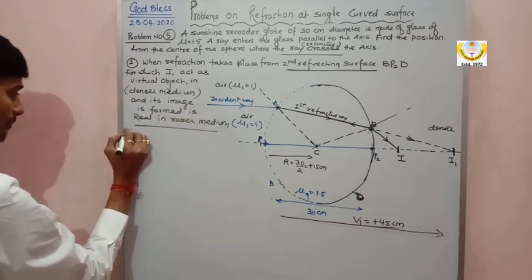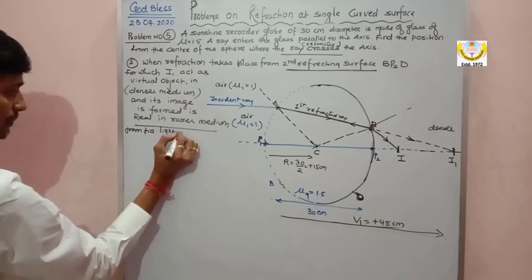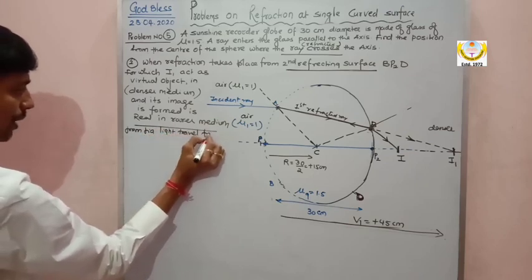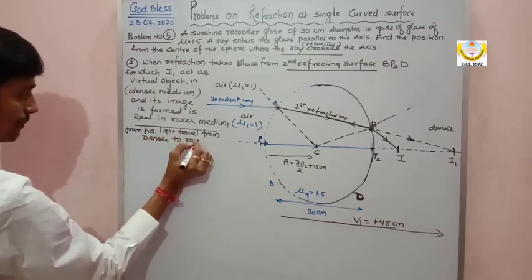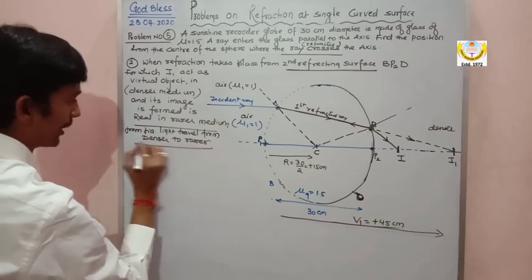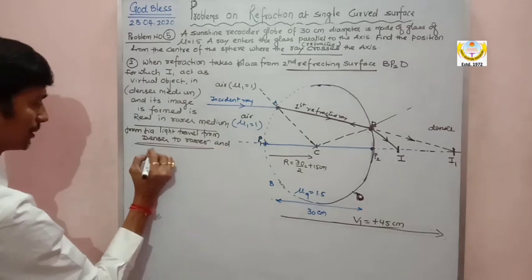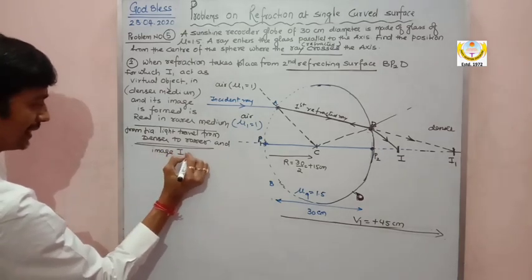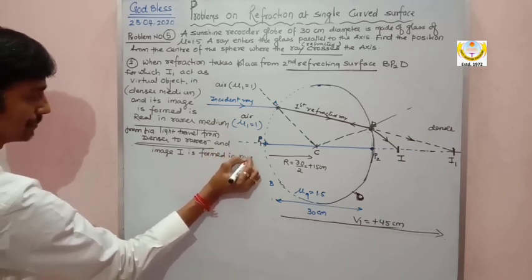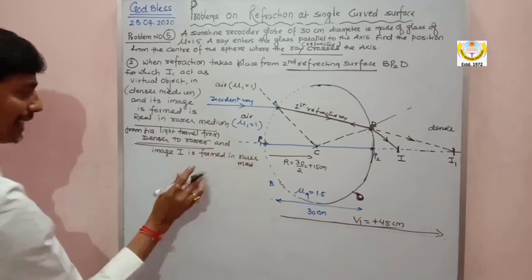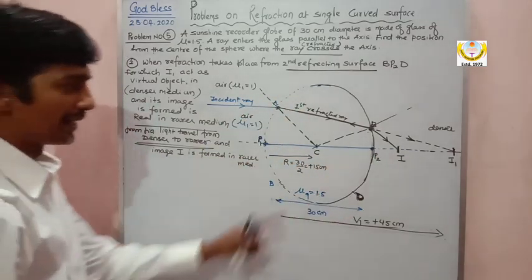So what is the case? From the figure, light travels from denser to rarer. Please, these cases are very important. Denser to rarer, and image I is formed in the rarer medium. Earlier the image was forming in the denser medium, I1, but now the image I is formed in the rarer medium. So, my dear, please take care, sir.